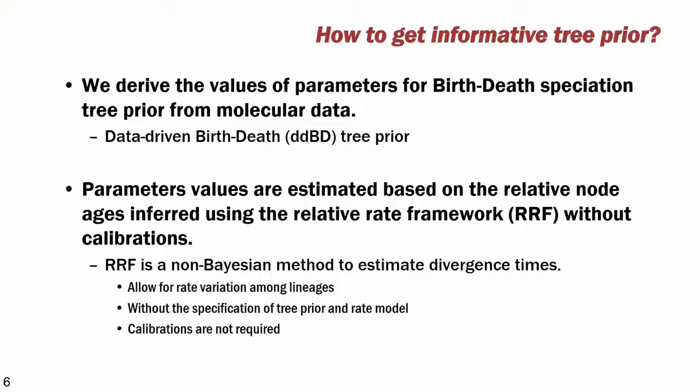Parameters can be estimated based on the relative node ages inferred using the relative rate framework without calibrations. Relative rate framework is a non-Bayesian method to estimate divergence times without the use of tree prior, rate models, or calibrations, and it also allows rate variation among lineages.